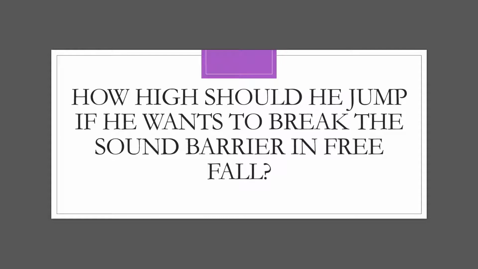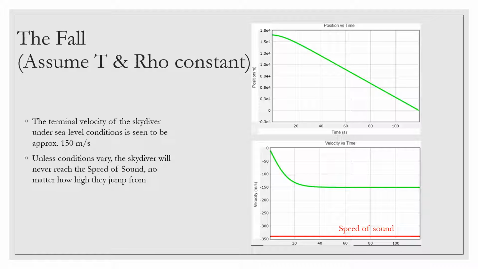How high should he jump if he wants to break the sound barrier in freefall? Here are the position versus time and velocity versus time charts, assuming T and rho are constant. The terminal velocity of the skydiver under sea level conditions is seen to be approximately 150 meters per second. Unless conditions vary, the skydiver will never reach the speed of sound, no matter how high they jump from.